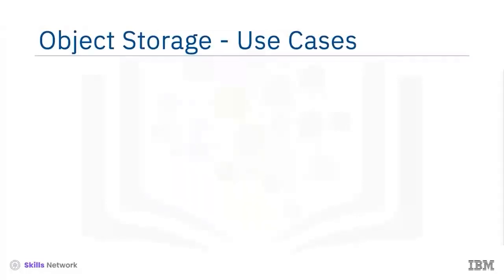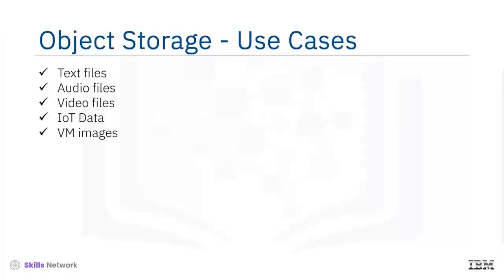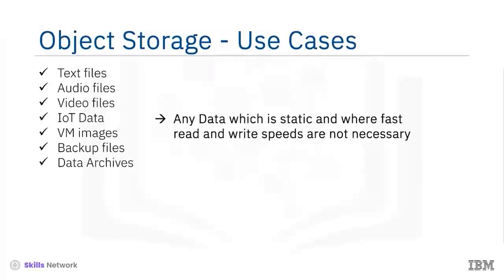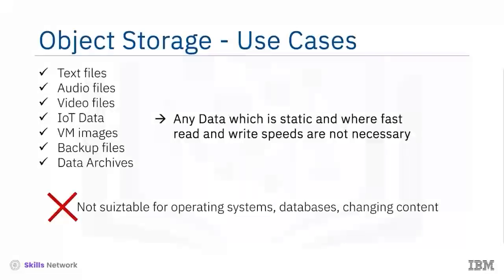This data can be anything from text files to audio files and video files, from IoT data to virtual machine images, from backup files to data archives. Pretty much any data which is static and where fast read and write speeds are not necessary would make a good fit for object storage. Object storage would, however, not be suitable for running operating systems, nor applications such as databases or anything else where the contents of the files changes.